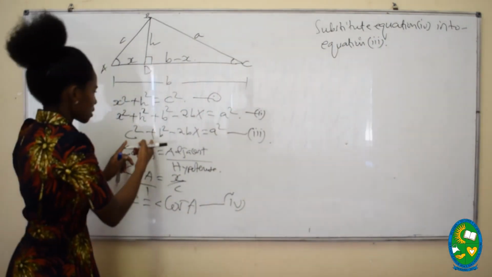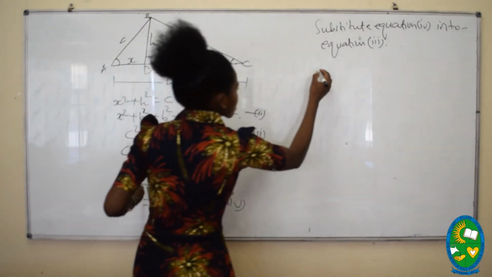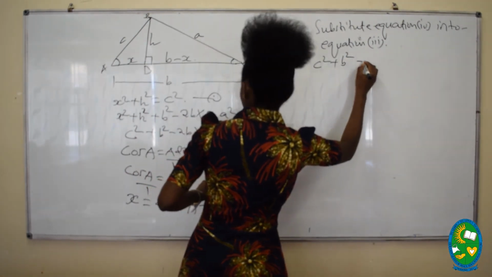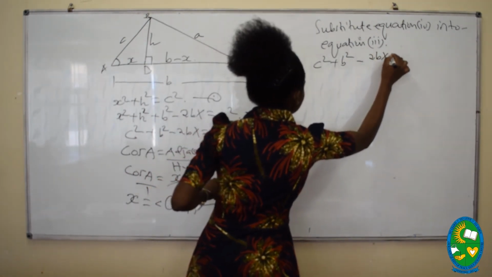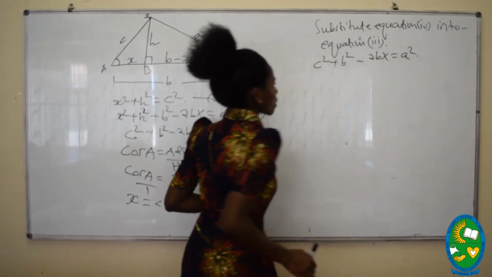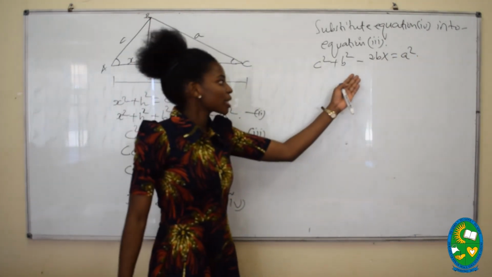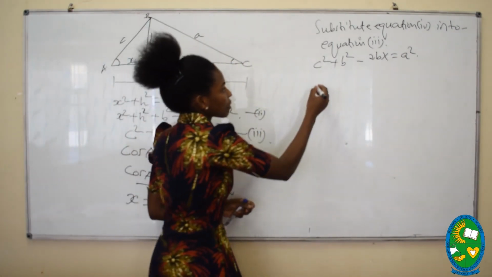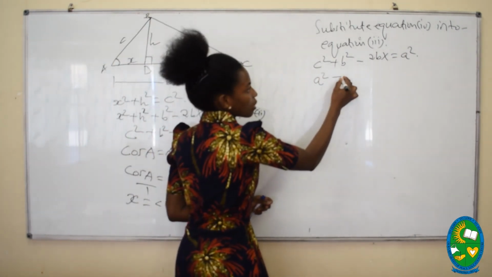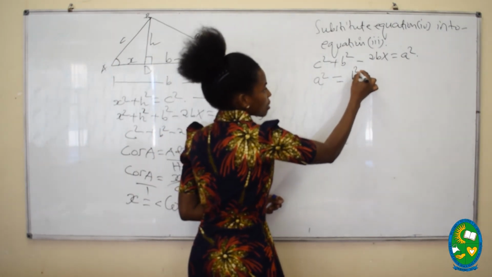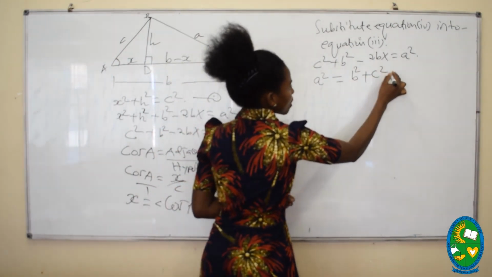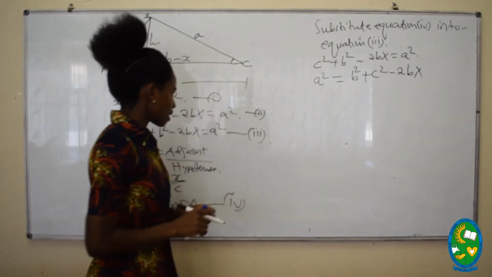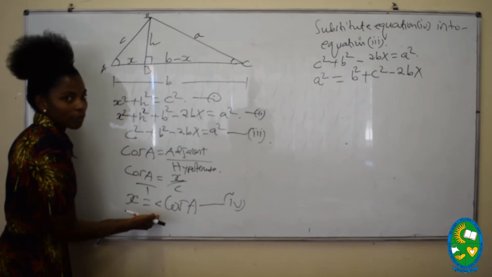Our equation 3 is this one. We have c square plus b square minus 2bx equals a square. But we rearrange this according to our equation. We can write a square equals b square plus c square minus 2bx. This is our first equation.